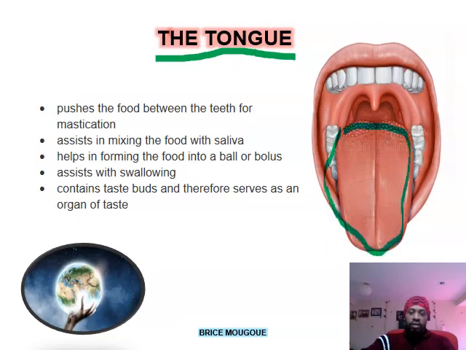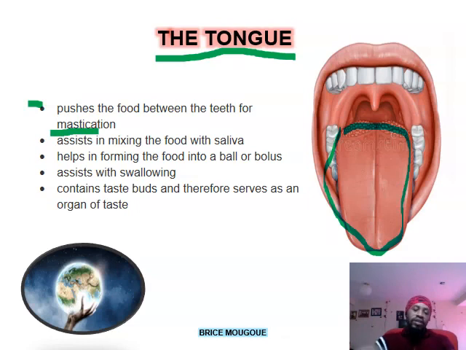And its functions. One, it pushes the food between the teeth for mastication. It means each time that we are chewing, the tongue always tries, although we are not aware of it actually. While we are chewing, it's a reflex action. The tongue always tries to push the food beneath or in between the upper and lower rows of teeth so that we can properly chew for mastication or chewing.